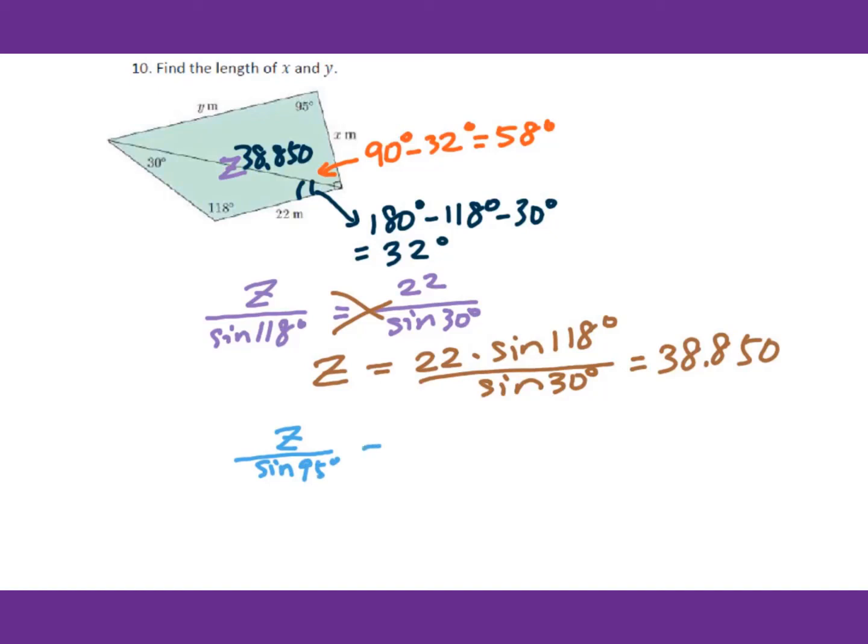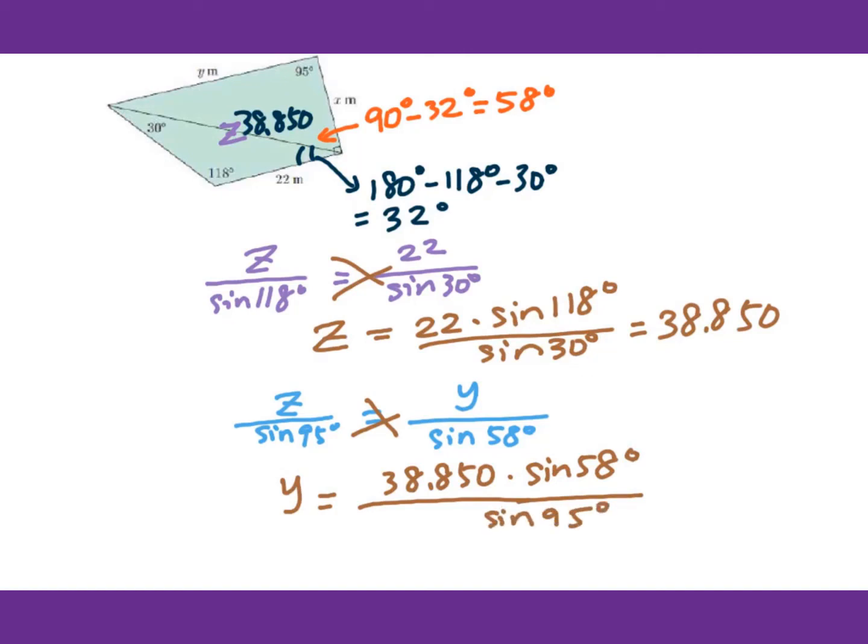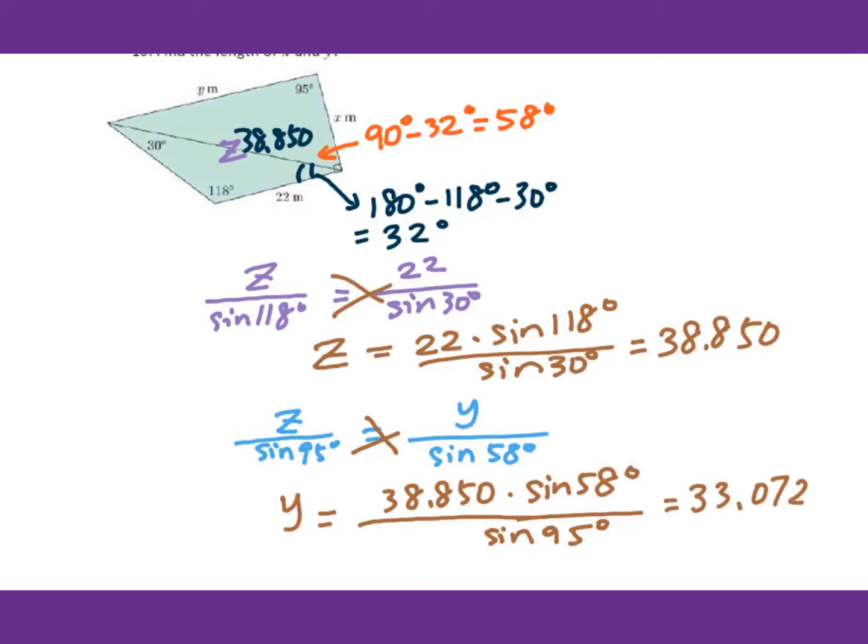Then you go to this triangle including x and y, you will get z over sine 95 degrees equals y over sine 58 degrees. Then do cross multiply. We got y equals z, that's 38.850 times sine 58 degrees over sine 95 degrees. We got y equals 33.072.